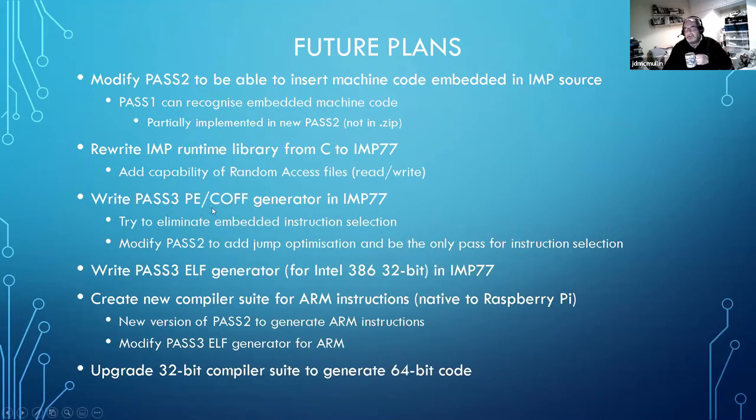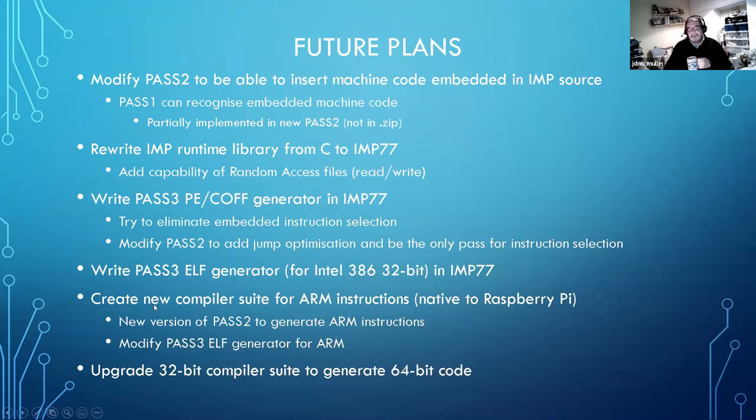I want to also reconvert the pass3 code generator into IMP77 as well. I want to do this so I remove all instruction selection, because pass3 has some instruction selection embedded inside it, and put it only in pass2. One of the instruction selections inside pass3 is jump optimization, and I don't think it should be there. It should be in pass2. Another sub-project makes pass3 generate ELF format, again for the IMP30, for the 386 machine. So all of these should then be up and running on Windows and Linux.